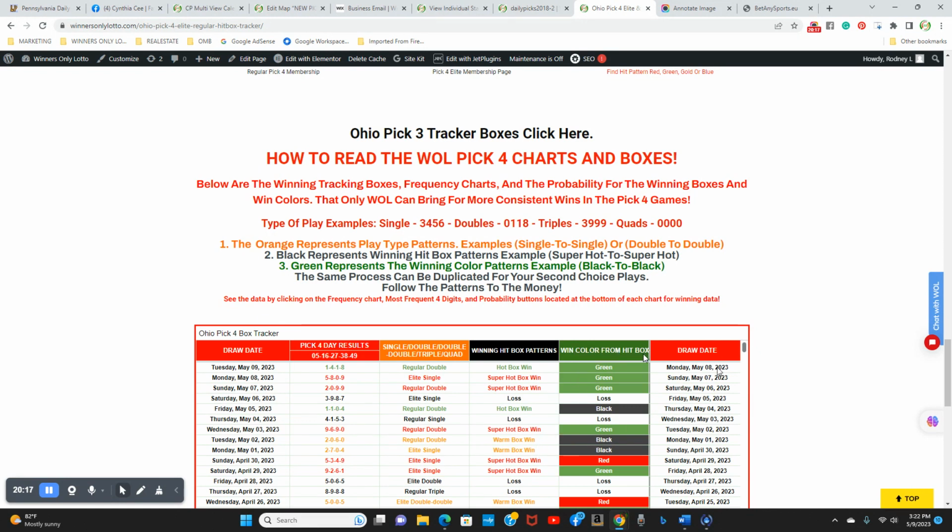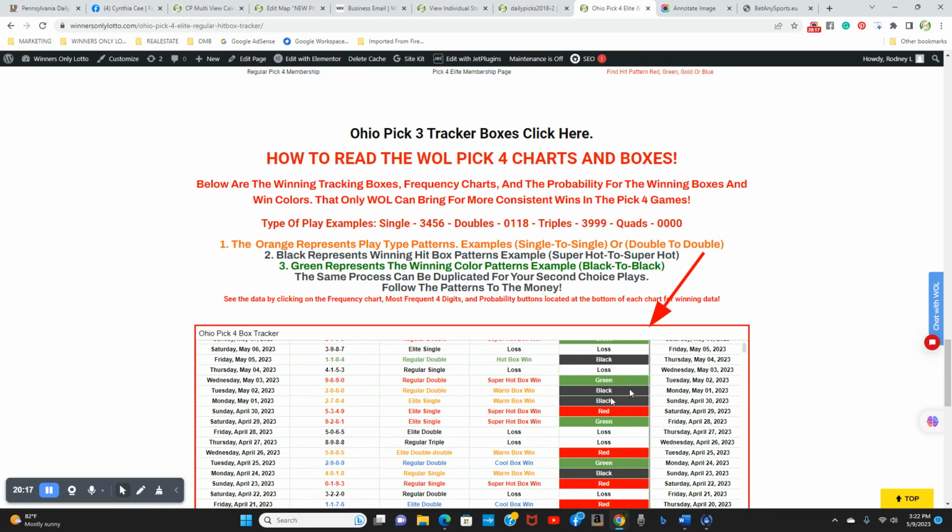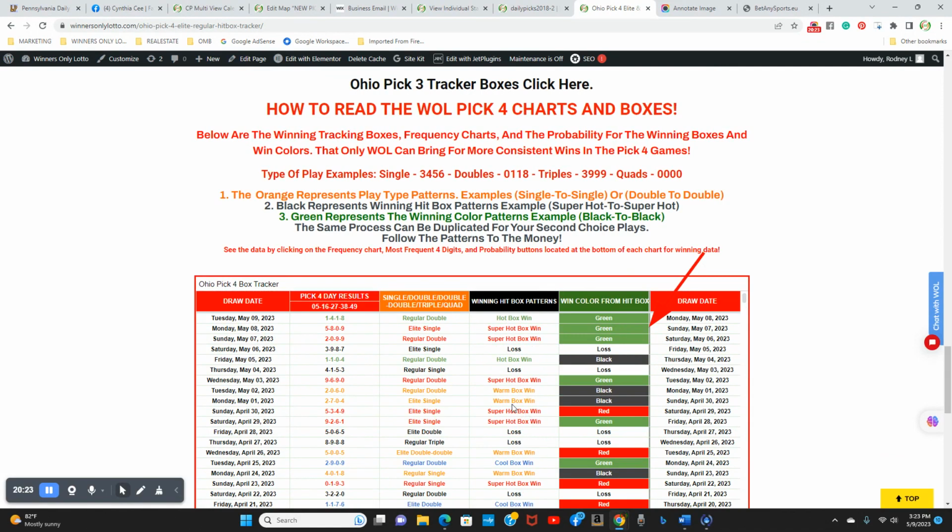Win color from the hit boxes, look at this. Been green and dominantly black. You see that from the pick 4, from the last couple of days. Look here: 1, 2, 3, 4, 5, 6, 7. Win color from the hit boxes have been green and black. I would have known to go straight to those colors in these boxes. No matter what box I was playing, I still could have just went straight to green and the black.